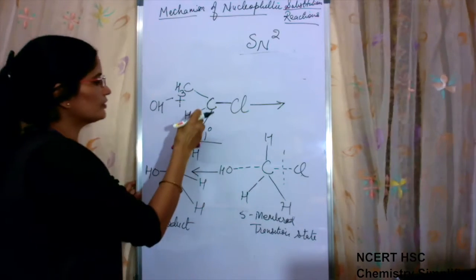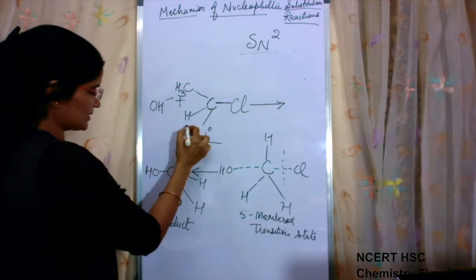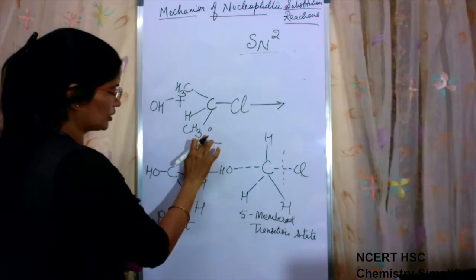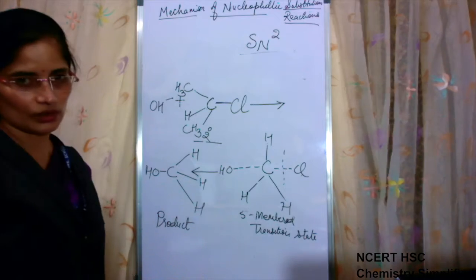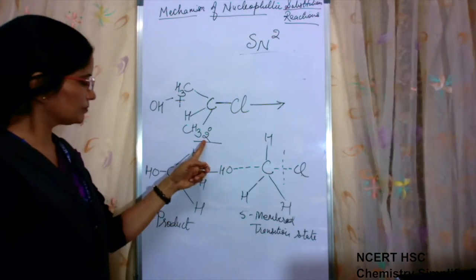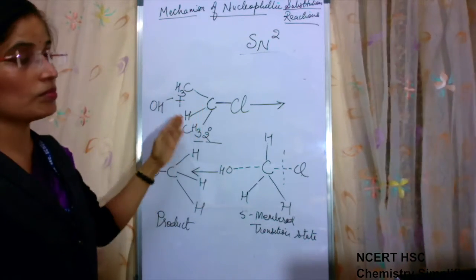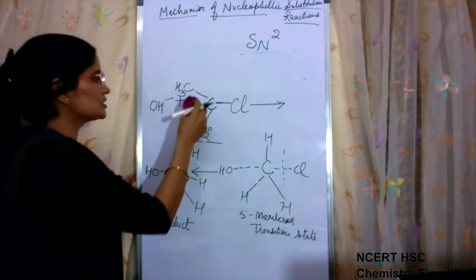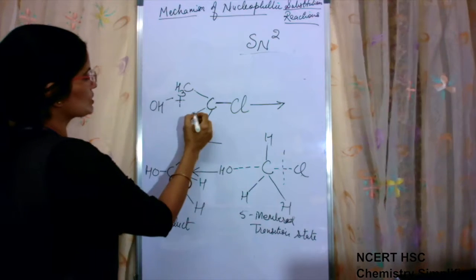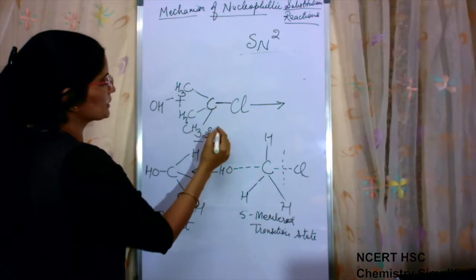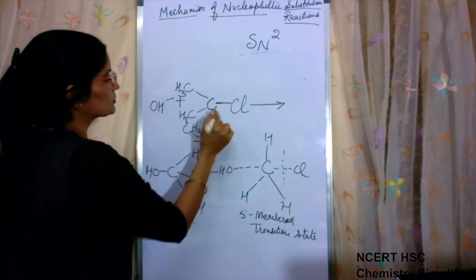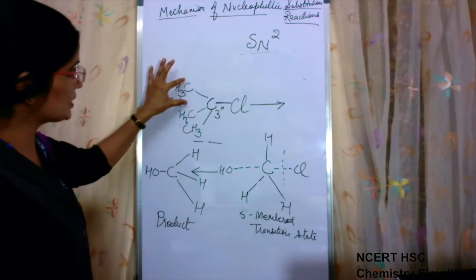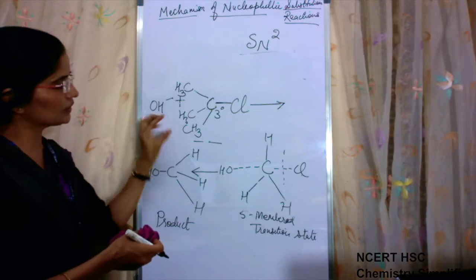Another condition: if one more H is occupied by a CH3 group, then this carbon atom becomes 2 degree. When it is 2 degree, the attack becomes more difficult as compared to 1 degree. Suppose this H again is replaced by one more CH3. Now this carbon atom has become 3 degree. Now the attack is not possible, because these groups, actually, we are seeing them in condensed form.